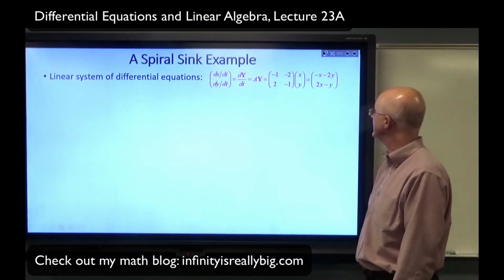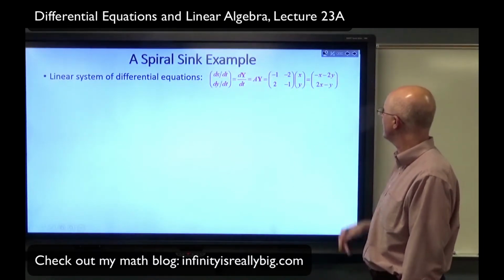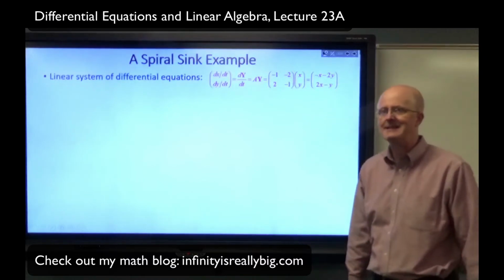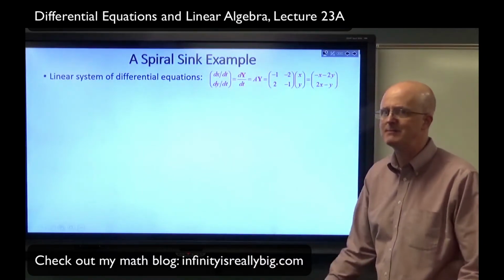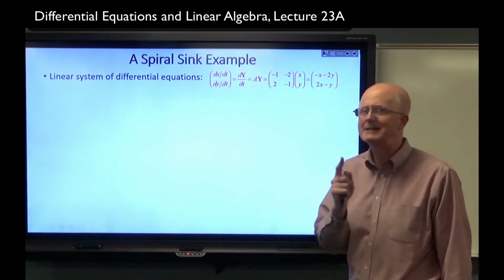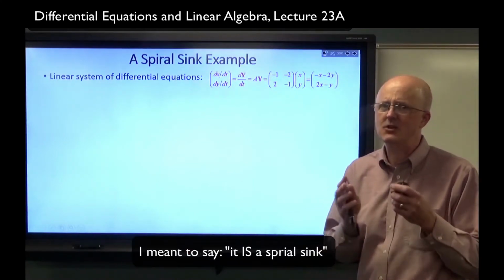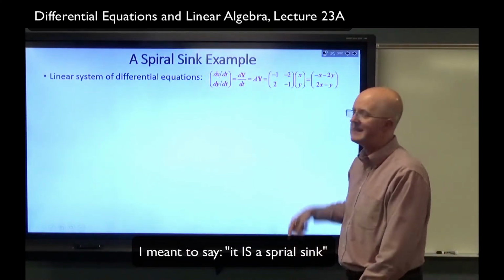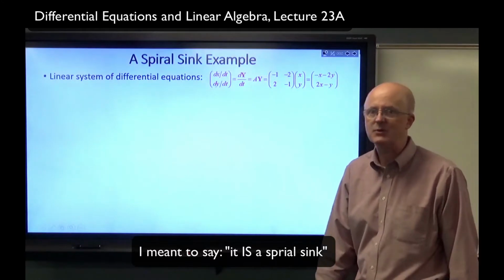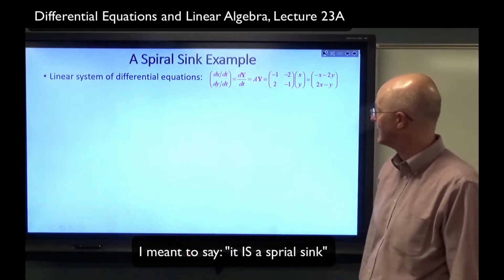Here's our coefficient matrix, -1, -2, 2, -1. It's tempting to look at that and say, hey, there are a lot of negative signs, this must be a sink, and it is a sink, but it's not a spiral sink. So again, don't be too keyed in on the sign of the entries of the matrices. That's not the key thing to look at.